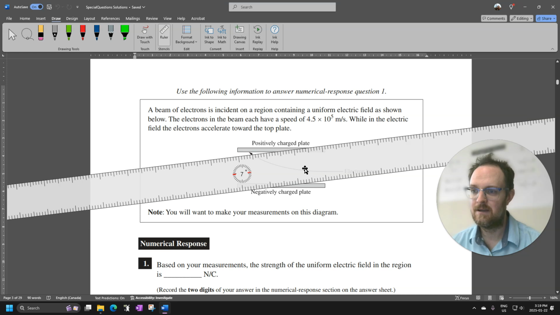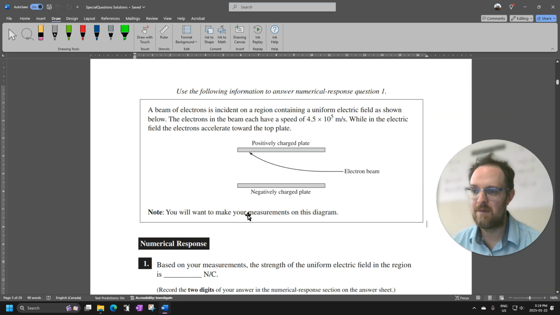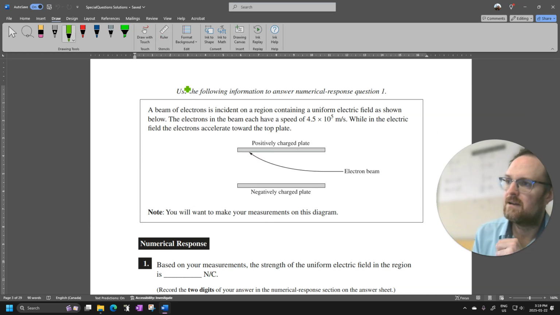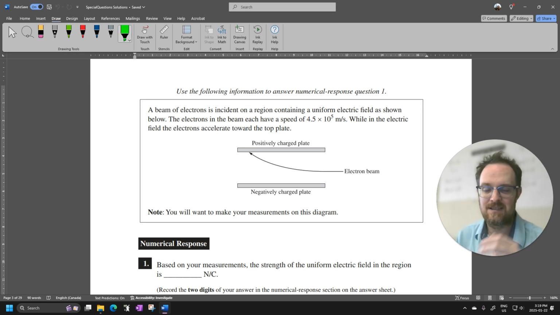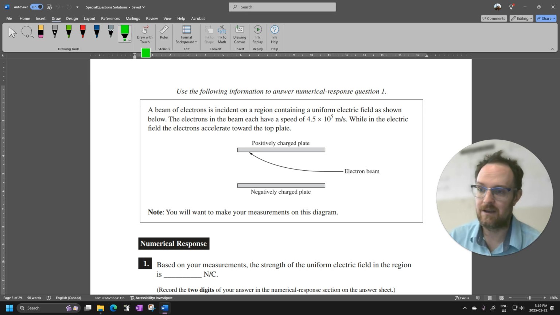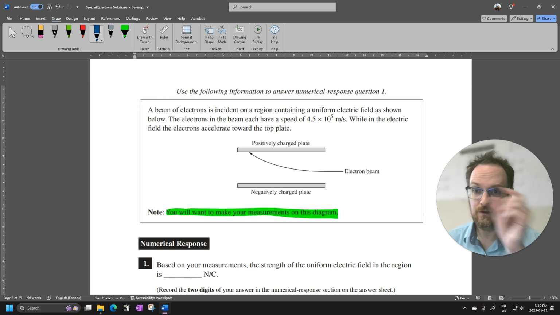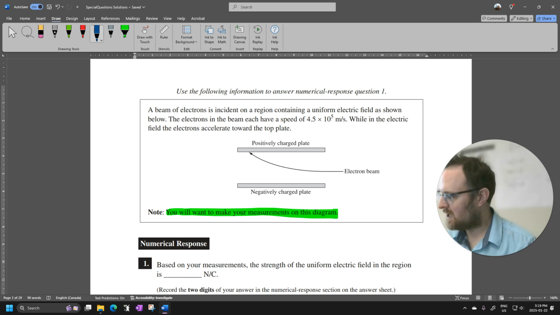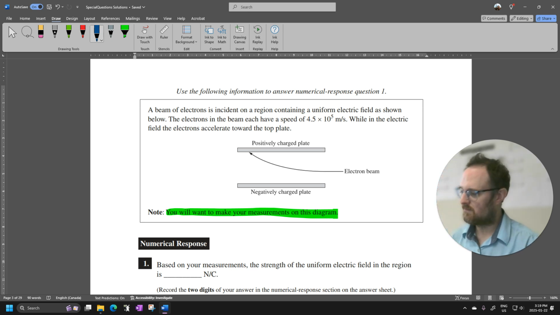You can see at the bottom here, it very specifically says you will want to make measurements on this diagram. So that's going to be very important. Sometimes they just say the diagram is not to scale, and that means don't trust the diagram scale. You can't physically measure anything on it. But if they say you will want to make your measurements on this diagram, it means you actually have to measure certain things. So I'm going to pull out my ruler and measure on a physical piece of paper that you should have in front of you as well, how large certain distances are.